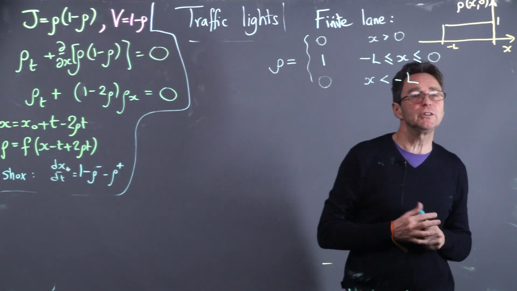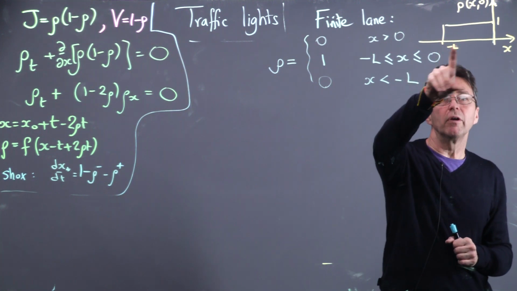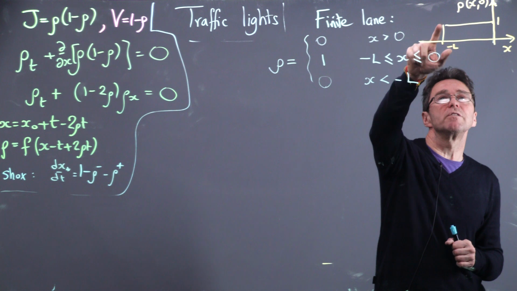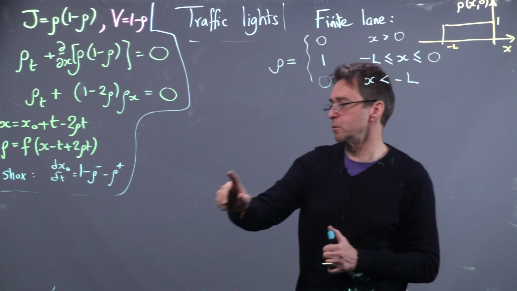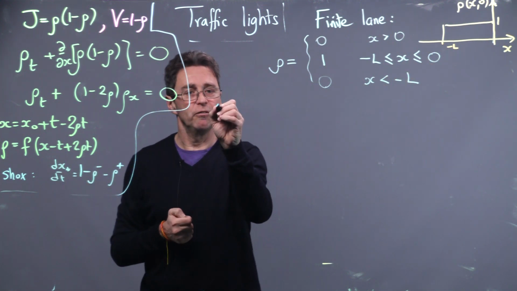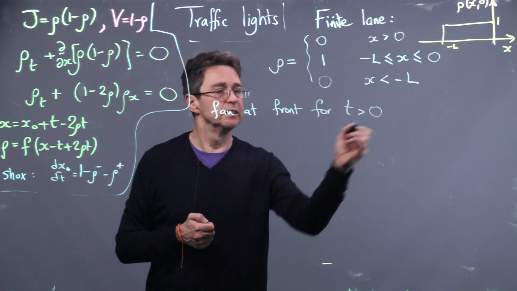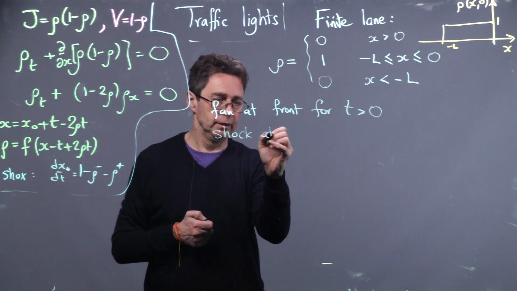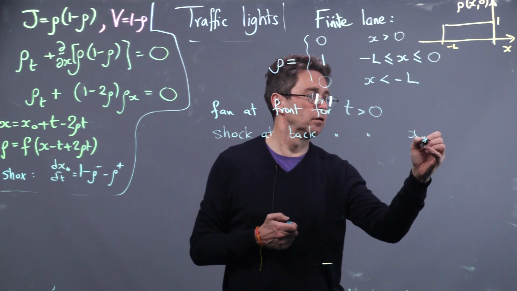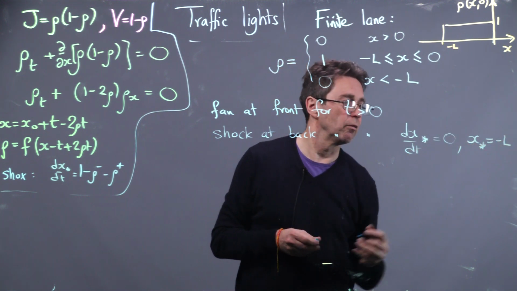I should get this expansion fan at the front. At the back, I've got one of these steps up. A step down turns into an expansion fan, a step up stays as a shock. And I'm going from 0 to 1, so that means this shock here just stays where it is. So we've got a fan at the front for t greater than 0, and a shock at the back. And d x star by dt is 0, so x star remains as minus L.